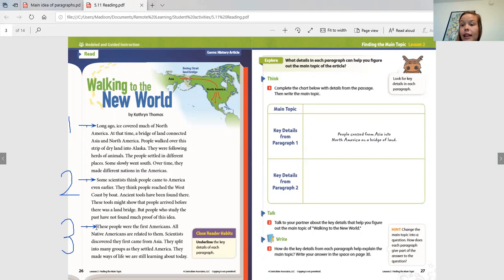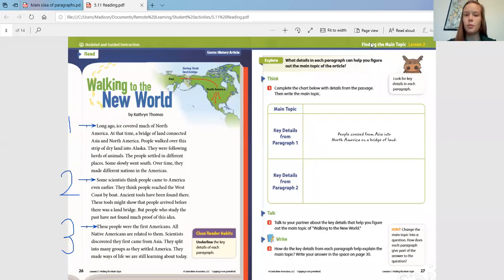All right, now we're down to that last paragraph, the third paragraph. These people were the first Americans. All Native Americans are related to them. Scientists discovered they first came to America from Asia. They split into many groups as they settled America. They made ways of life we are still learning about today.